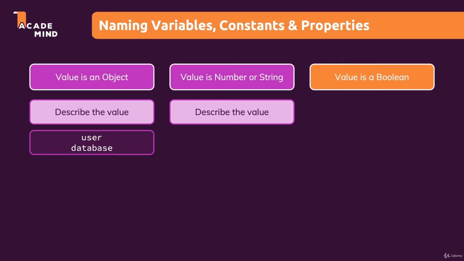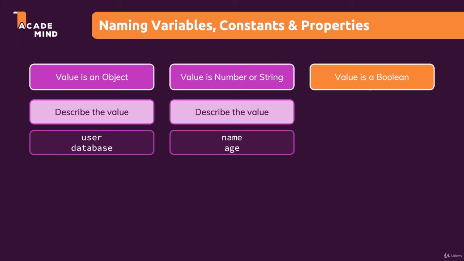If your value is a number or a string, so some text, then you also just want to describe the value. If you have a variable that holds the name of a user, you might just want to call it name. The same, of course, if it's a property in a user object. If you have a variable or property which holds an age, you might want to call it age, just like that.